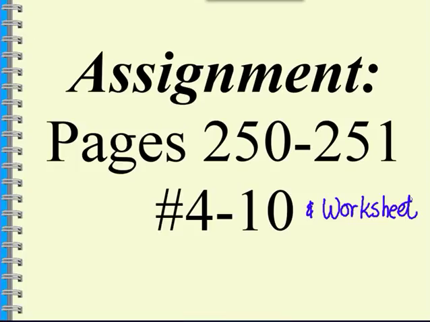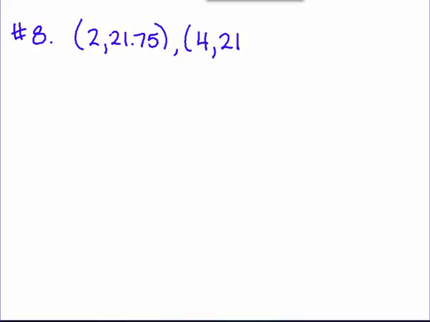Okay, so on number 8, they tell us that the points are, can somebody read those to me again? (2, 21.75), yep. (4, 21). So what they're doing on number 8 is saying, we want you to use these points. We don't want there to be a bunch of different answers. In this case, there's only going to be one answer you can have. So the very first thing I need to do is what? Slope. Yep, find the slope.